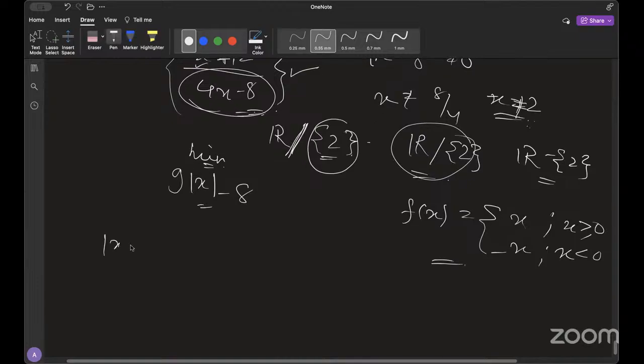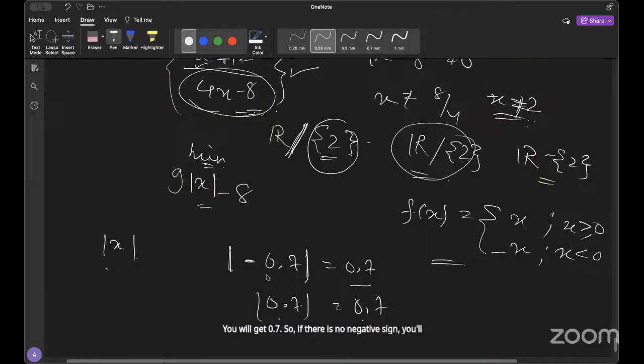Let's say you have this thing. Mod function means if you put minus 0.7, you will get 0.7. So this mod function ignores the minus sign. It removes the minus sign and makes it positive. And if you take 0.7, you'll get 0.7. So if there is no negative sign, you'll get the same number. If there is a negative sign, it will remove it.